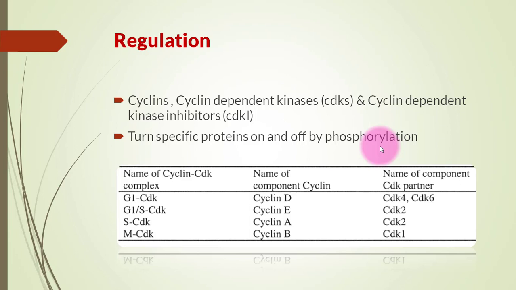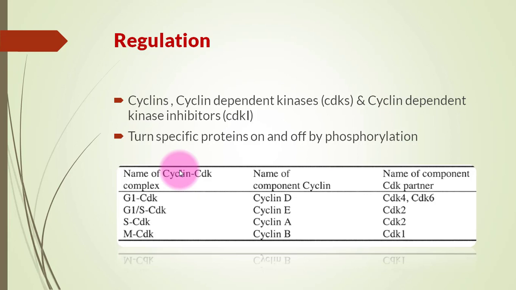CIP and KIP: these are the CDK interacting proteins, the kinase inhibitor proteins. They include a number of proteins such as P21 and P27, and they display a broader inhibitory effect. Instead of working on one complex, they work on a number of complexes, the cyclin-dependent kinase complexes.